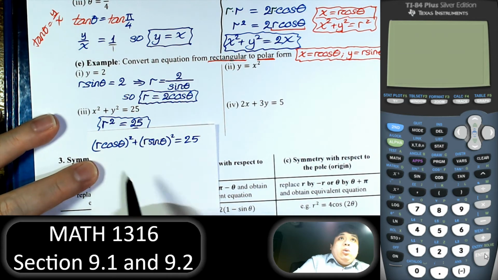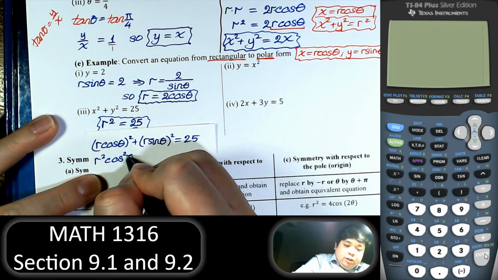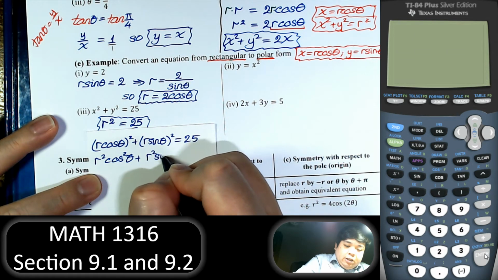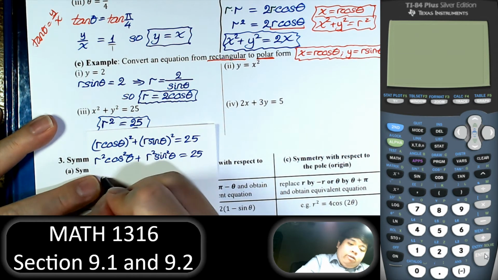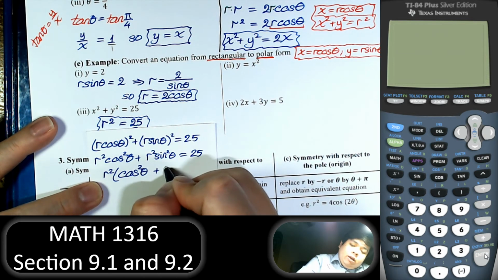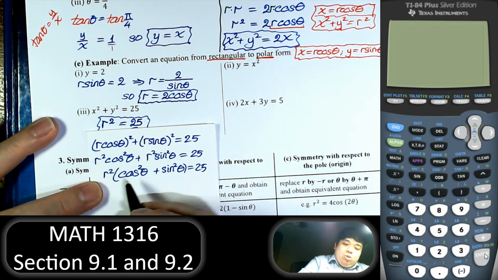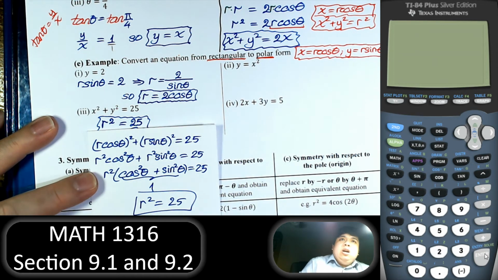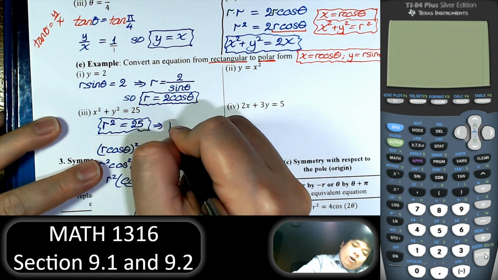Now we square that, which gives us r squared cosine squared plus r squared sine squared. Factor out r squared, we have cosine squared plus sine squared. Cosine squared plus sine squared is 1, right? So we have r squared equal to 25. Of course, even better, if you can take the square root, we can just say r is equal to 5.